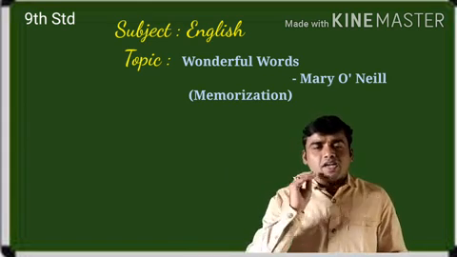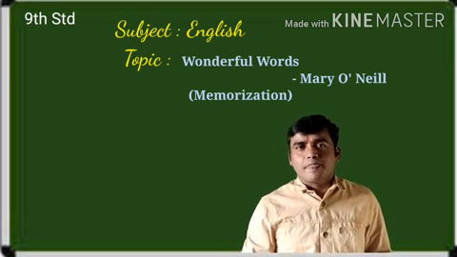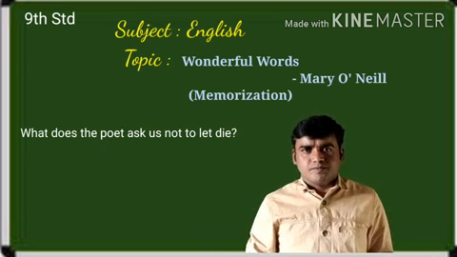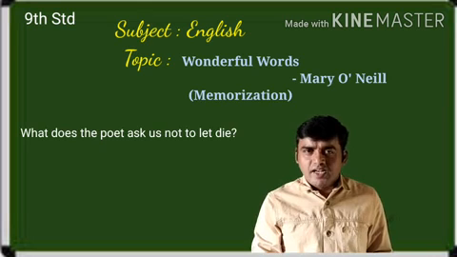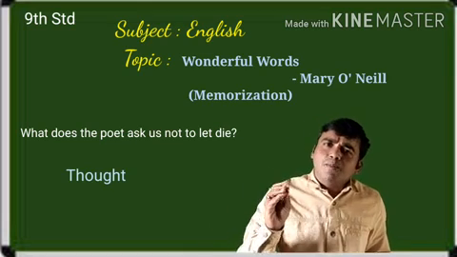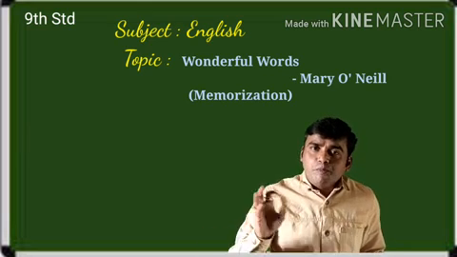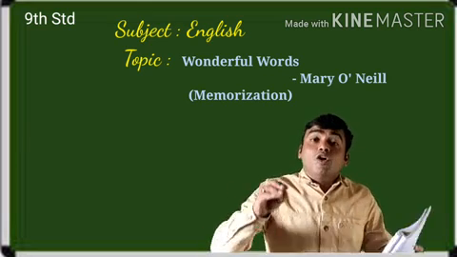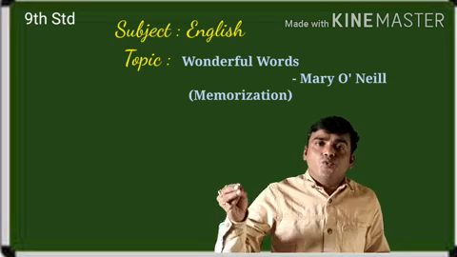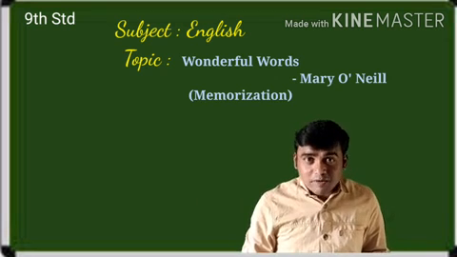Before starting my explanation, children, I would like to ask a few questions. What does the poet ask us not to let die? Die, in the sense here, means shrivel, dry up, or waste. What does the poet ask us not to let die? The poet is suggesting, don't waste some things. What should we not let waste or dry up?